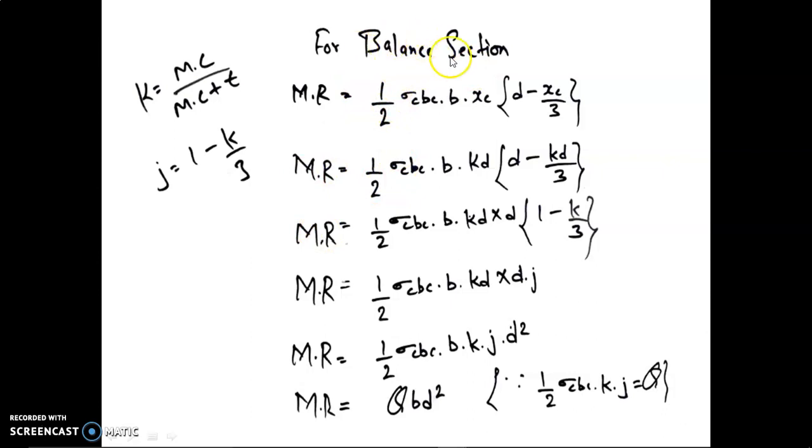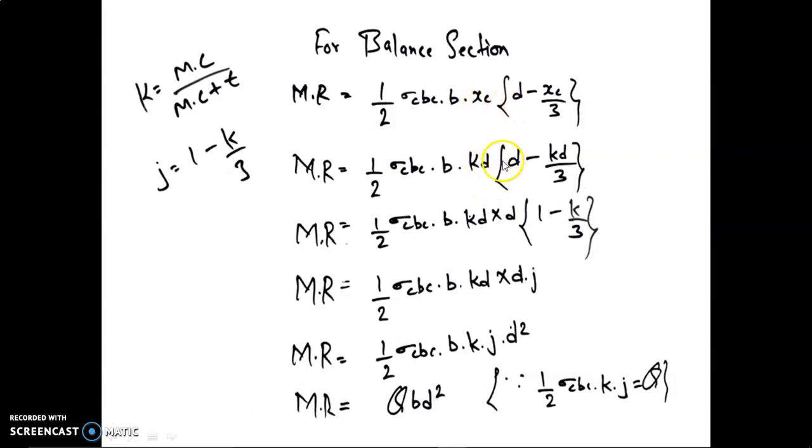For a balanced section, we know that the moment of resistance is half sigma CVC d Xc (d minus Xc upon 3). Here we write XC also. Why? Because in a balanced section XA is equal to XC. But here we have to modify this formula, that's why we use XC, because we write XC as KD. This part was done in our previous lecture.